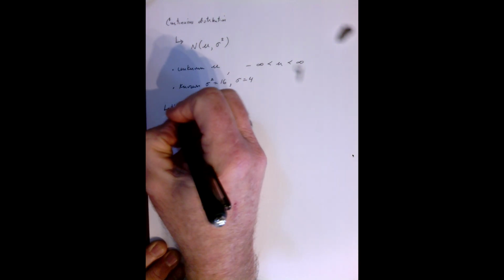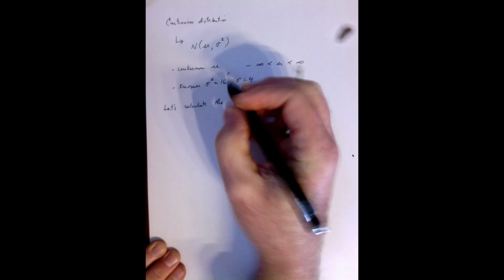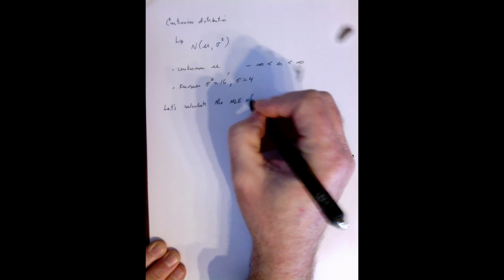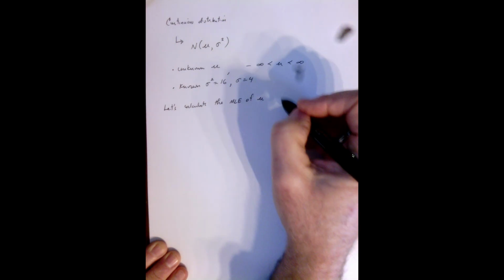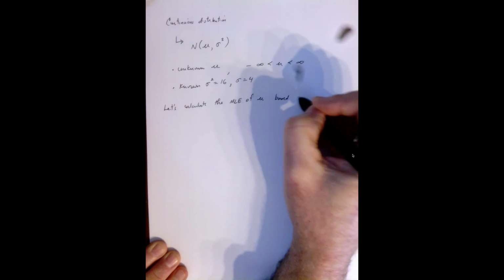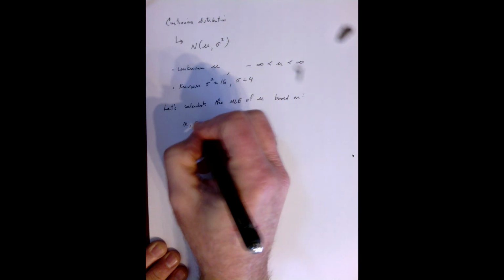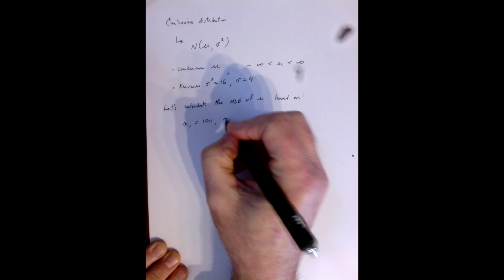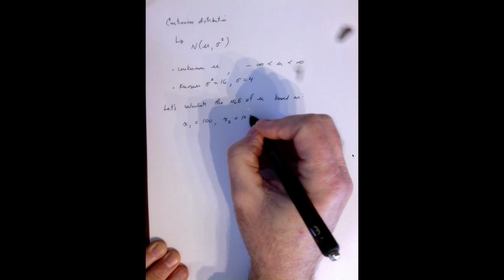So let's calculate the MLE of mu. In other words, what value of mu is most likely given our data. And let's keep it short, sweet, and simple here. Let's say that we have a measure of 100. Let's say we have another measure of 105.